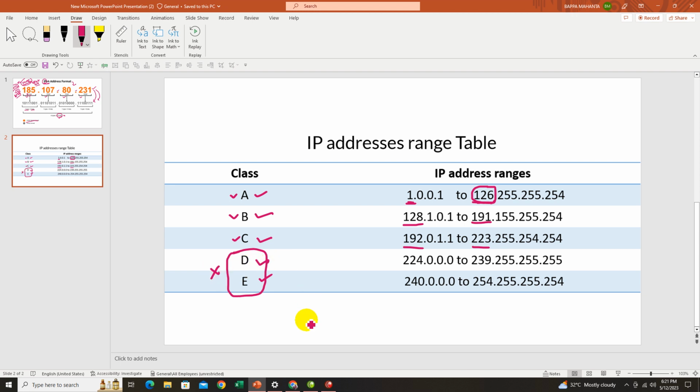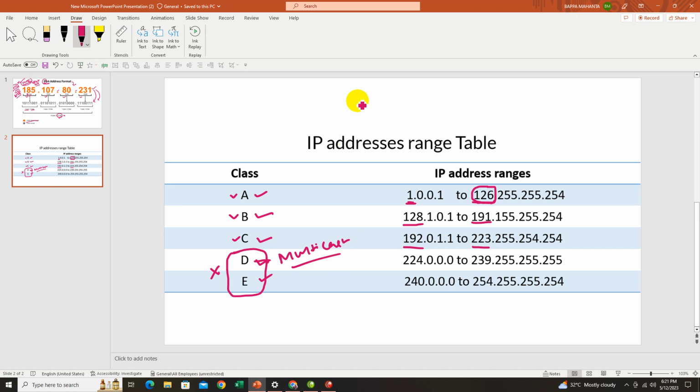addresses are used for different purposes. What is the purpose? D is used for multicasting purpose. Very simple. So what is multicasting? Multicasting is just a communication mode.